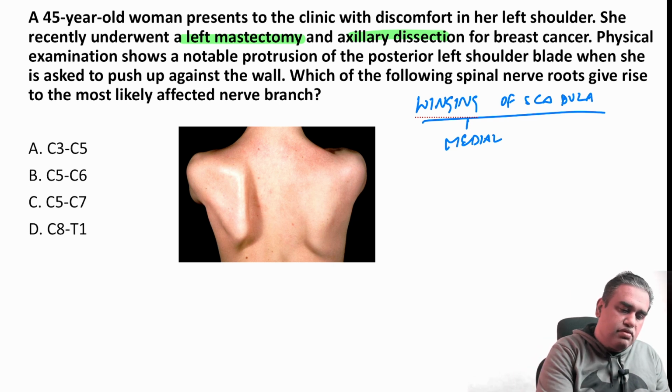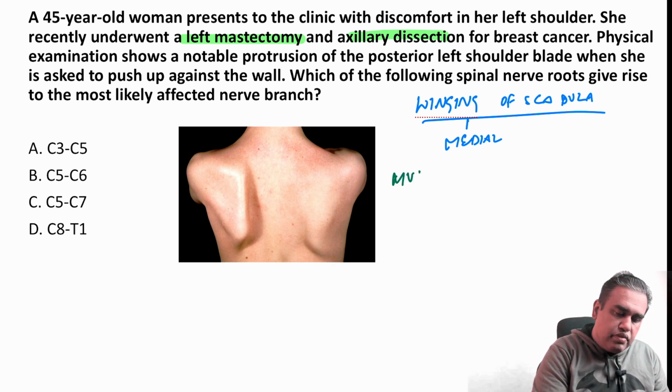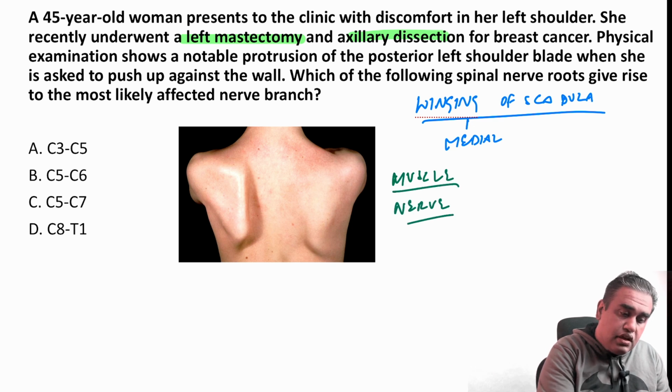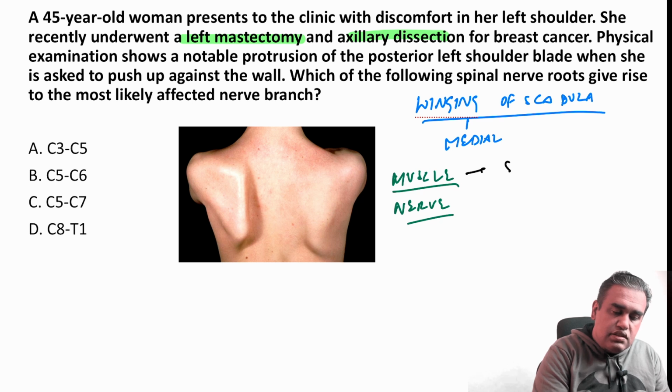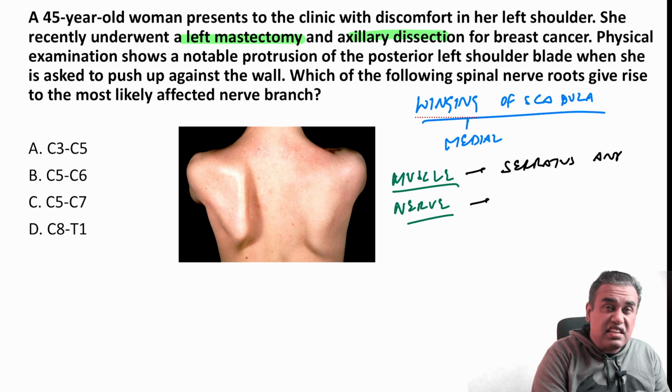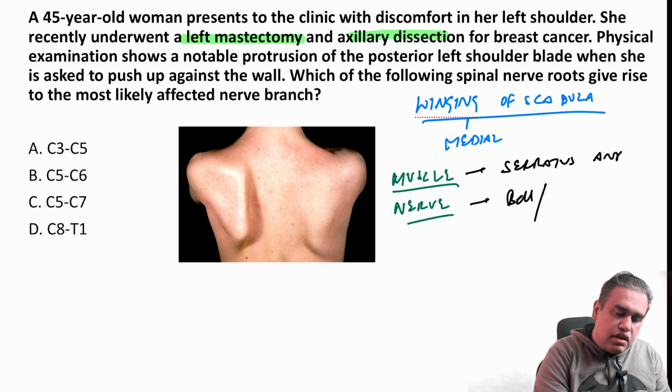So you should know which muscle we are dealing with over here, and which nerve we are dealing with. Once you know the muscle, you should know the nerve. The muscle over here is which muscle? It is serratus anterior, and the nerve supplying serratus anterior is the nerve to serratus anterior, also known as the nerve of Bell, or you can also call it the long thoracic nerve.